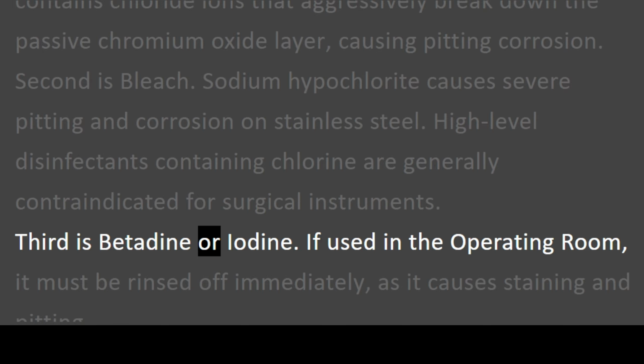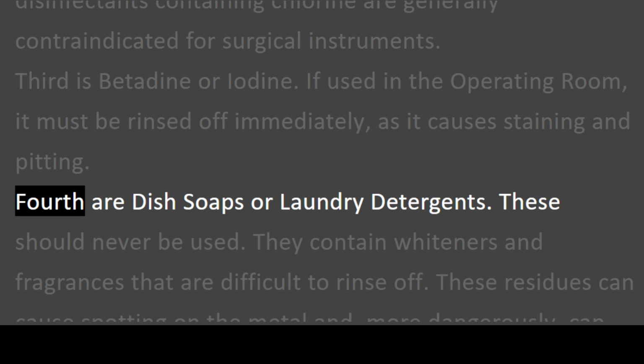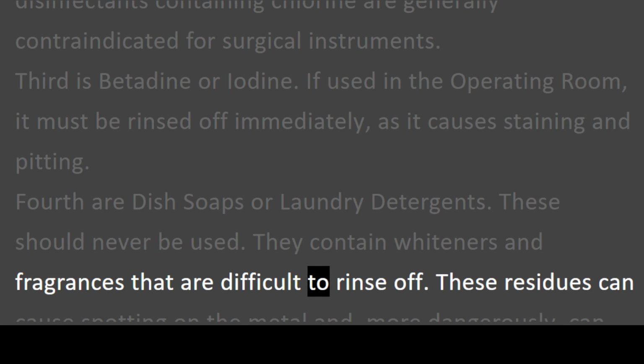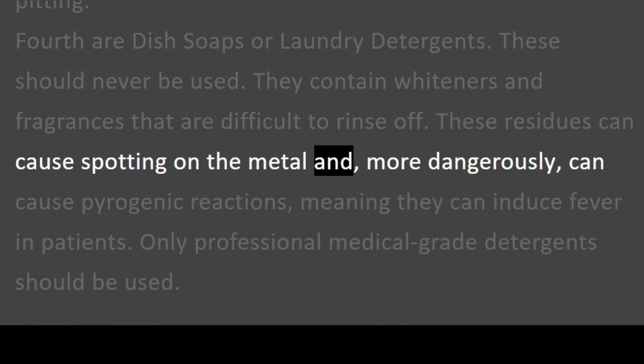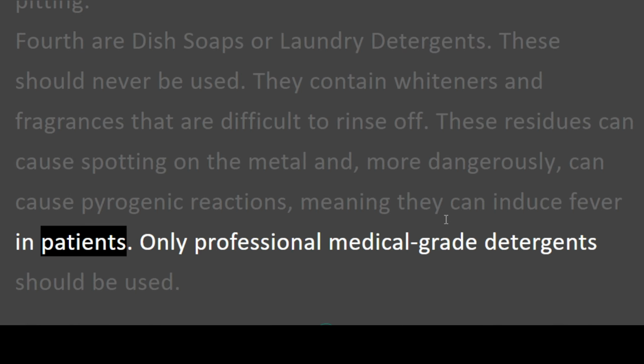Third is betadine or iodine. If used in the operating room, it must be rinsed off immediately, as it causes staining and pitting. Fourth are dish soaps or laundry detergents. These should never be used. They contain whiteners and fragrances that are difficult to rinse off. These residues can cause spotting on the metal and, more dangerously, can cause pyrogenic reactions, meaning they can induce fever in patients.